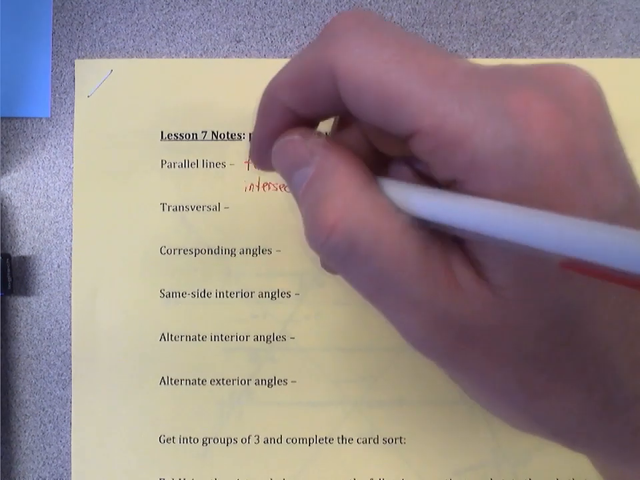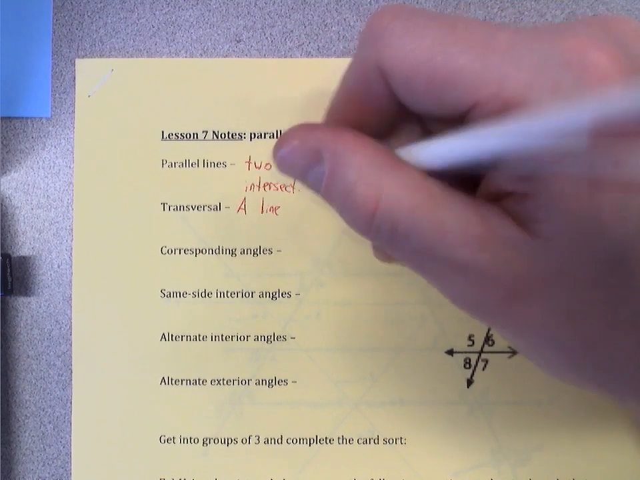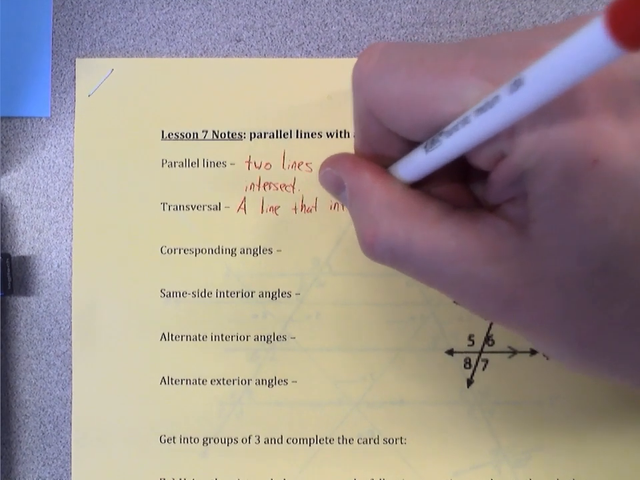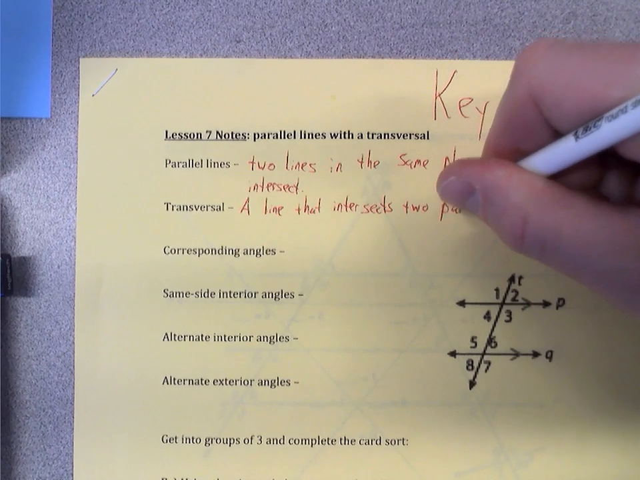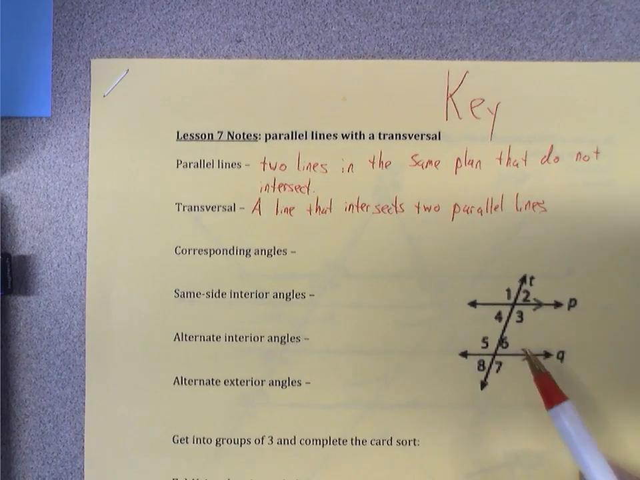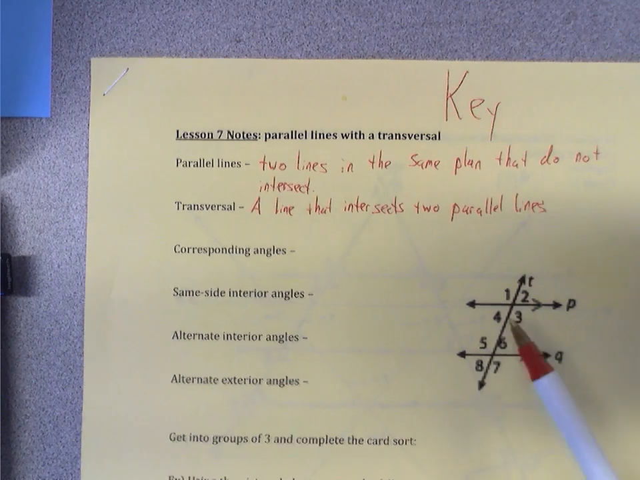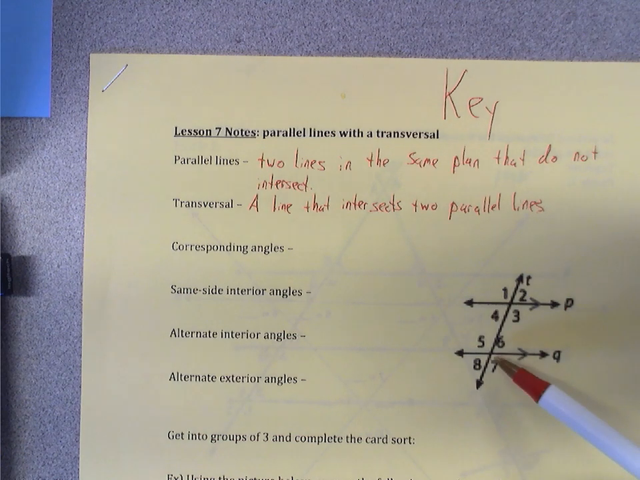So they are right next to each other. A transversal, though, is a line that intersects two parallel lines. In this example here, this line, line T, is the transversal. When we have this transversal line intersecting these two parallel lines, we're going to get a bunch of angles formed from that. And there are some certain truths about these angles that we can look at.